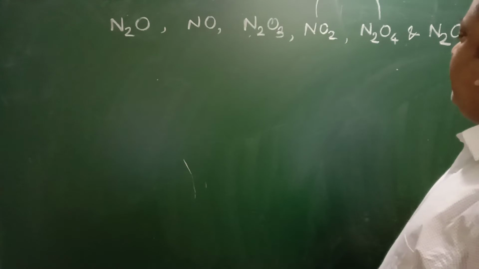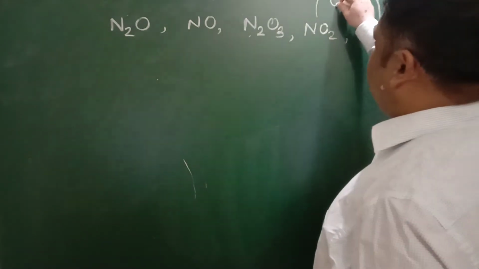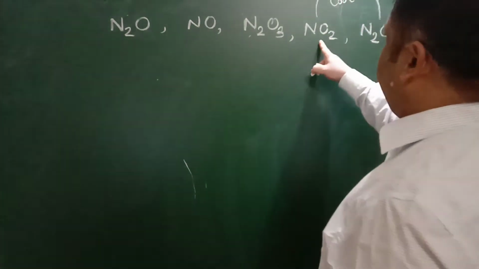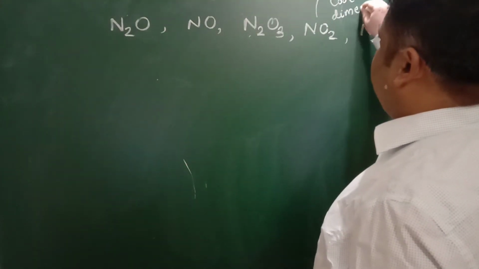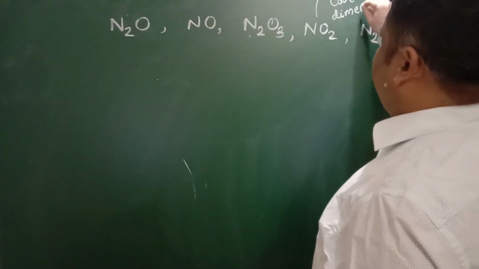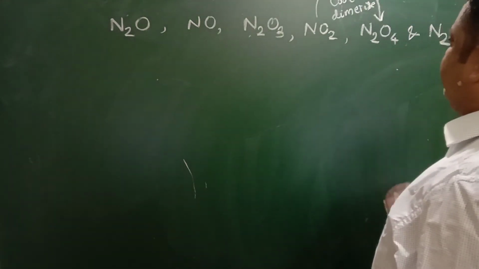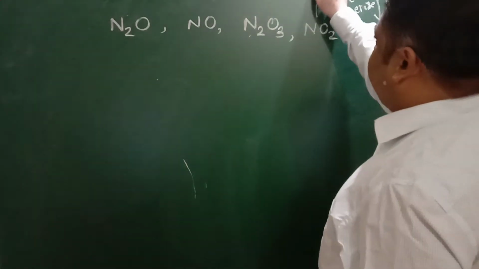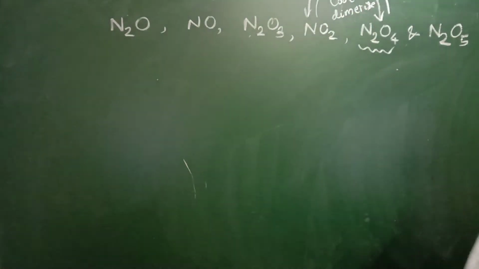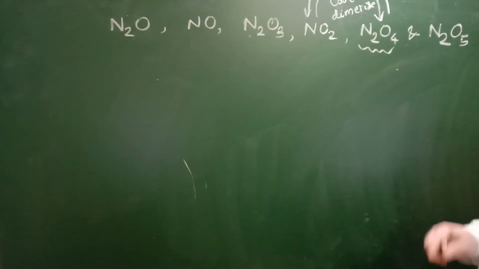So this you can remember very easily, that when we cool NO2, then it dimerizes to form N2O4. Okay, so you have learned the preparation of N2O4 now, and when you heat it, it forms NO2.